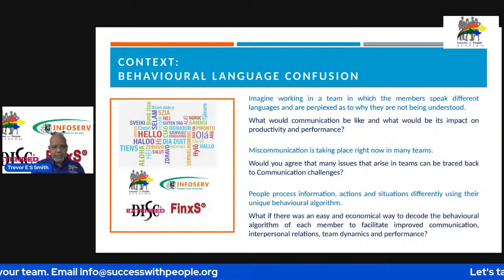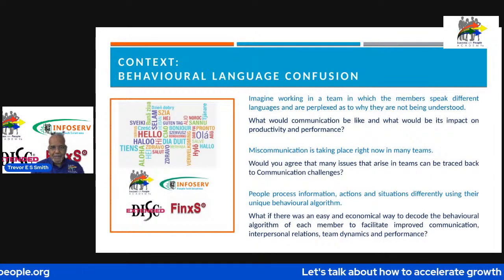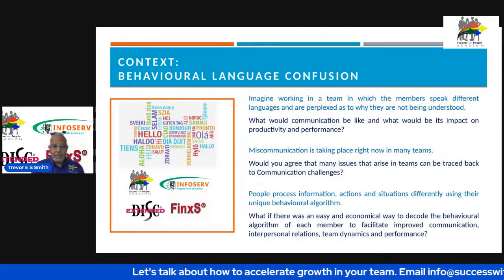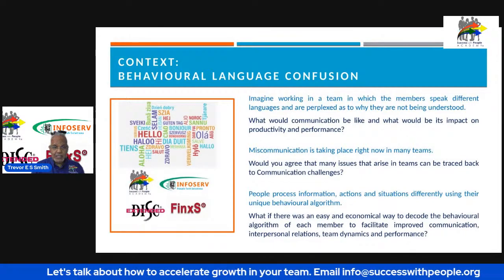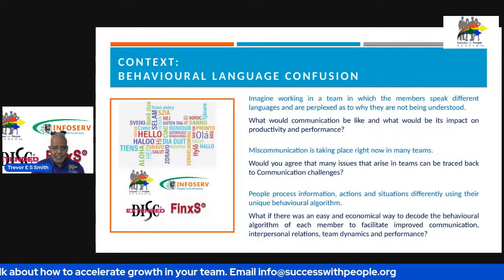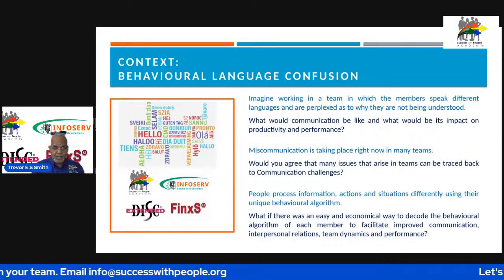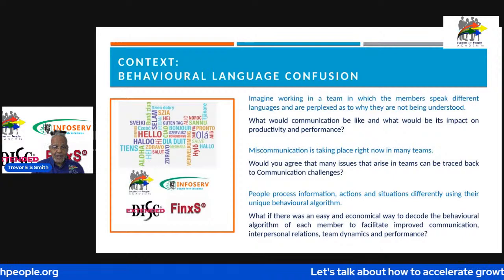So the question that I would ask is, would you agree that many issues that arise in teams can be traced back to communication challenges? Is that something that we can agree on? That communication challenges could be at the core of many of the issues that arise in our teams.